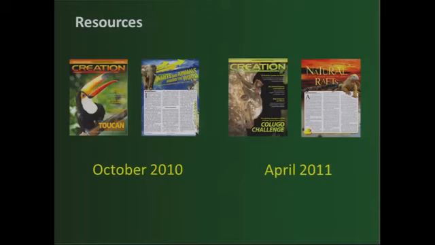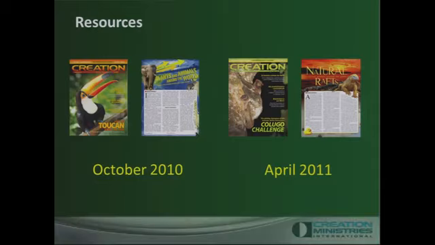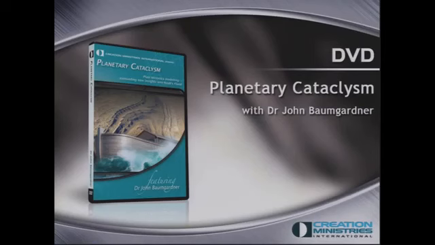There are also a couple of articles dealing with biogeography in Creation magazine. This is a DVD by Dr. John Baumgardner. Dr. Baumgardner is a geophysicist. And in this DVD, he presents his model of catastrophic plate tectonics and what he understands to have been their role in the Genesis flood and also in the rapid separation of the continents.